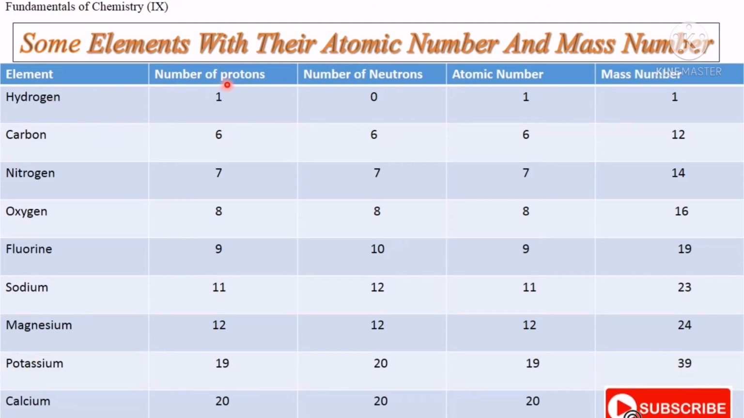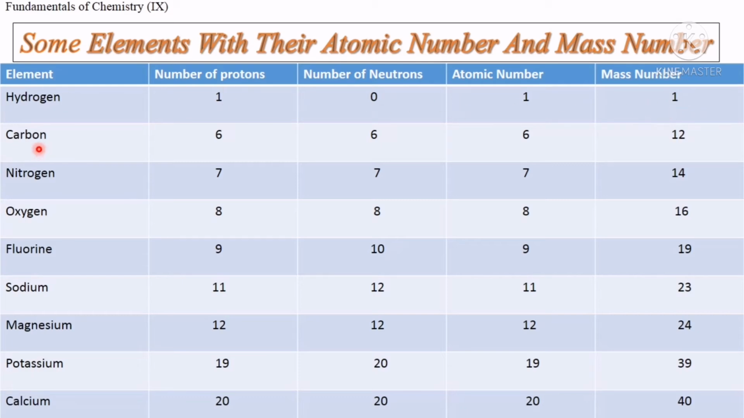Elements, number of protons, number of neutrons, atomic number and mass numbers. So we have to look at hydrogen. Hydrogen has one proton and no neutrons. So its atomic number, which is equal to the number of protons, is 1. And the mass number is the sum of the number of protons and the number of neutrons. So 1 plus 0 is equal to 1.